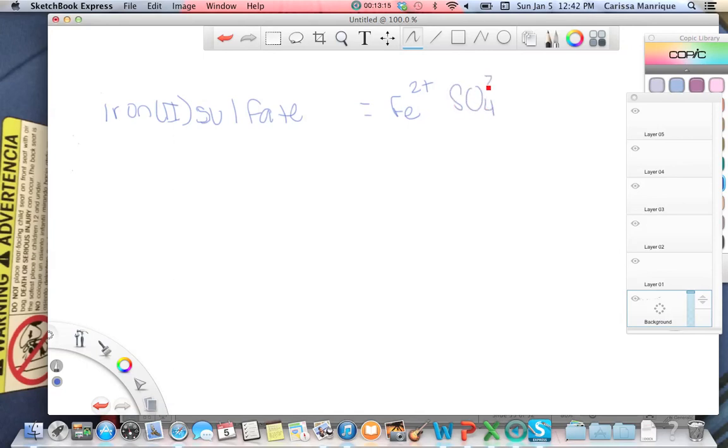SO4 2-. Okay, 1-to-1 ratio because they will neutralize each other automatically. So I only need 1 iron to neutralize 1 sulfate. So it just becomes FeSO4. See, it's the same rules as we just did. Okay, with the monoatomic, it's just now I have a polyatomic. So it just looks more difficult, but it's really the same.